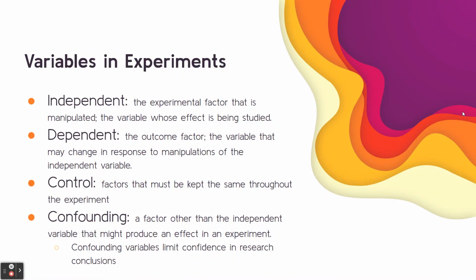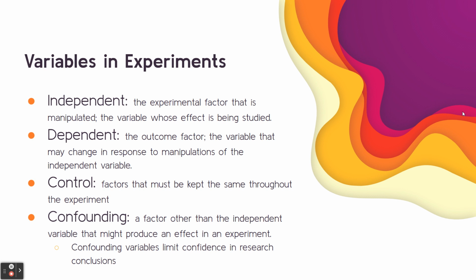There are 4 big variables in experiments that we need to know. The first is an independent variable. We've talked about this briefly before. This is the experimental factor that's being manipulated. This is the variable whose effect is being studied. We hope that this becomes the cause that we can write about in our conclusion. The dependent variable is the outcome factor, the variable that might change in response to manipulations of the independent variable. We're hoping this becomes the effect that we can write about in our conclusion.